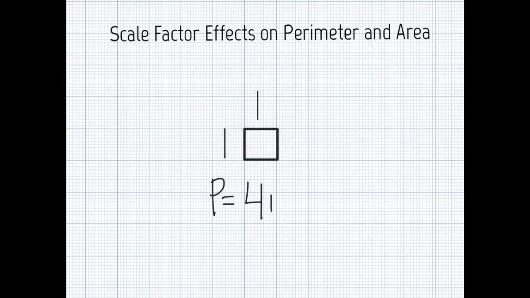To calculate the area of this square, we would take a side length and square it, or we can say 1 unit times 1 unit equals 1 unit squared, and this would represent the measure of the space inside of the square.